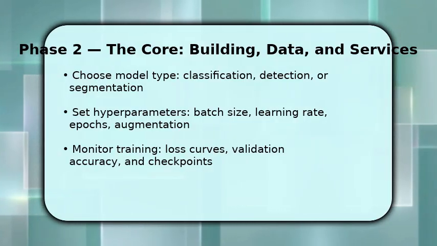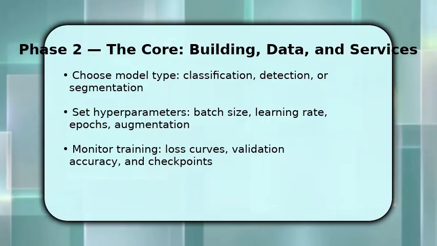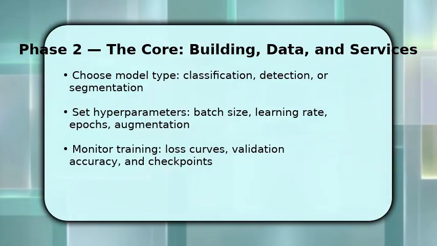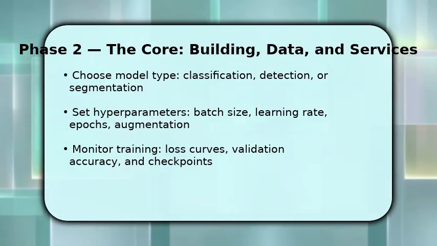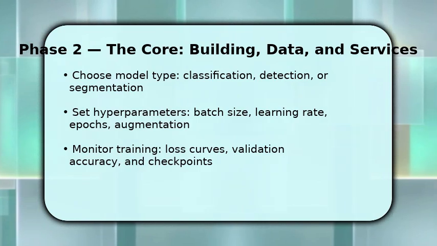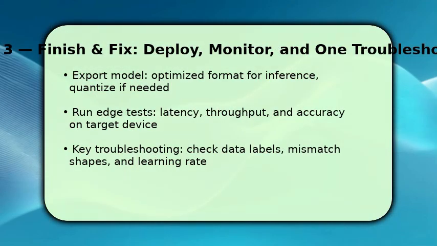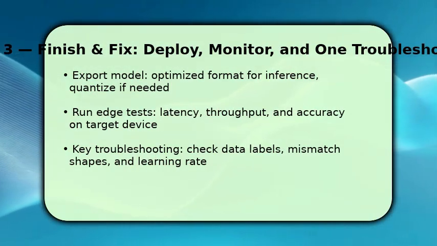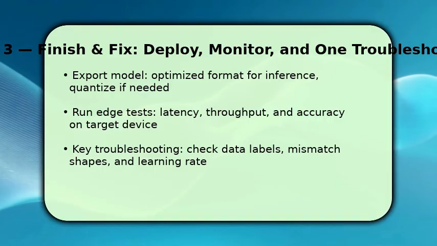Monitor loss and validation accuracy each epoch. Save checkpoints frequently, and once a plateau appears, reduce the learning rate or adjust augmentation intensity to squeeze more performance from data. You finish by exporting and validating the model, then learning how to recover if things go wrong.